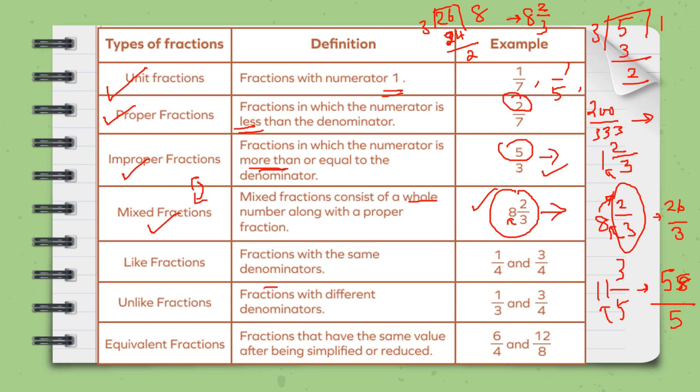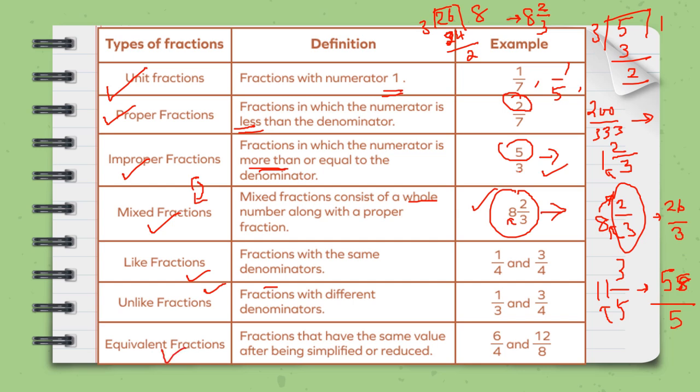So like fractions are fractions with the same denominators. The same denominators are called like fractions, and just the opposite of that is unlike fractions. So what is unlike fractions? Of course, with different denominators. So if the denominators are the same, we call it like fractions, and if they are different denominators, we call it unlike fractions. And what is meant by equivalent fractions?